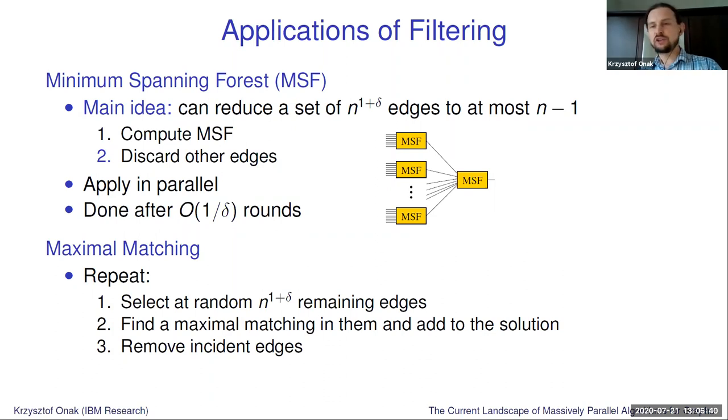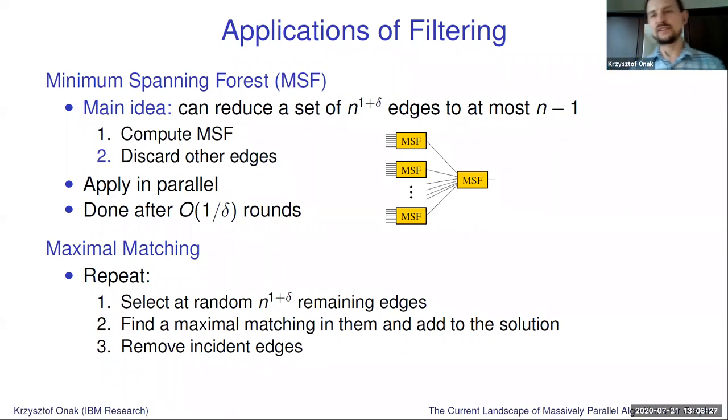For maximal matching, the proof is slightly more complicated, but let me just briefly mention what's happening. Initially you're going to select n to the 1 plus delta random edges that are still unprocessed. You're going to find the maximal matching in this set of edges, and you're going to add it to the solution. This is going to eliminate some vertices. So you can remove from the set of remaining edges all the edges that are incident to at least one of the vertices that are already matched. Here the analysis is slightly more complicated than for the minimum spanning forest, but you can use a counting argument to show that this is going to work in roughly one over delta rounds as well.